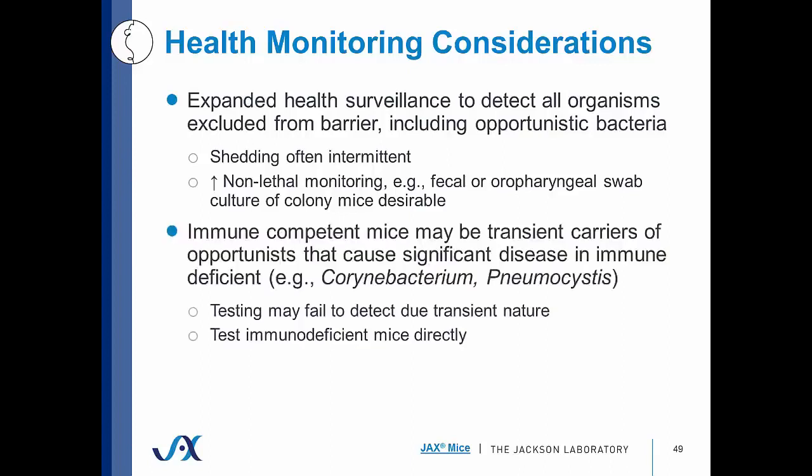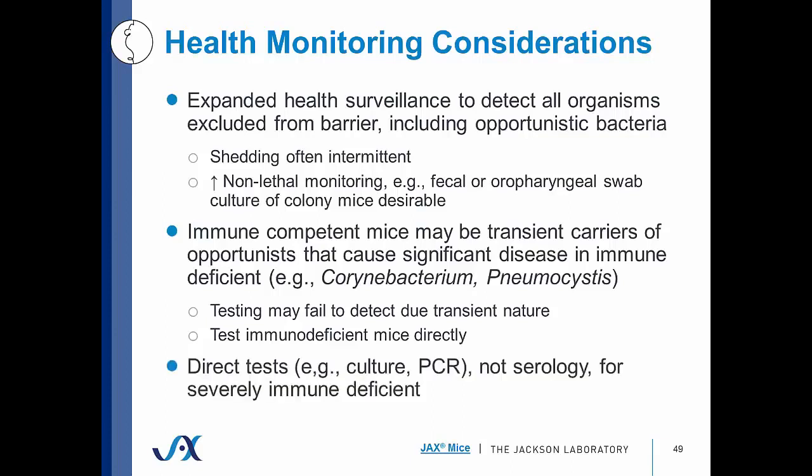Immunocompetent mice may also be transient carriers of opportunistic infections that can cause significant disease in immunodeficient mouse models, such as pneumocystis pathogenic infections, and testing may fail to detect these due to their transient nature. That's why it's important to test immunodeficient mouse models directly and use them as your sentinel mice as well.